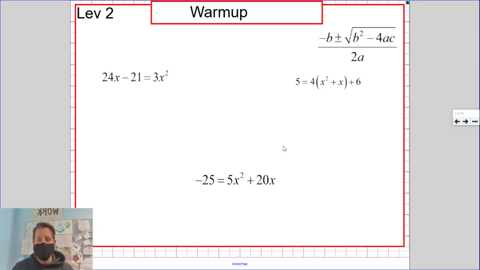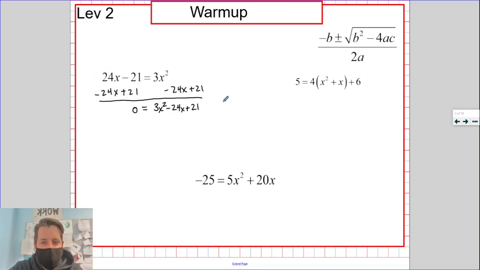You have chosen level 2 of the quadratic warm-up. Alright, so the first thing you want to do is set every one of these problems equal to 0. I am going to start with this problem right here, and we will see how that goes.